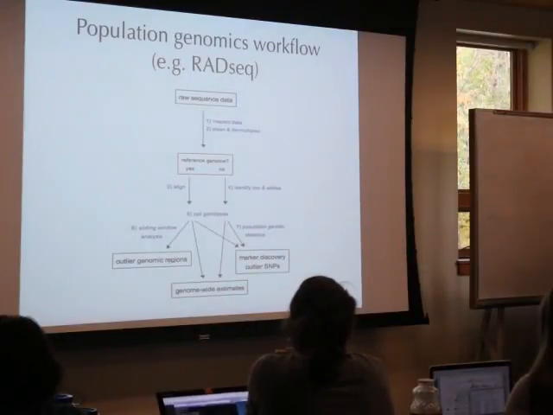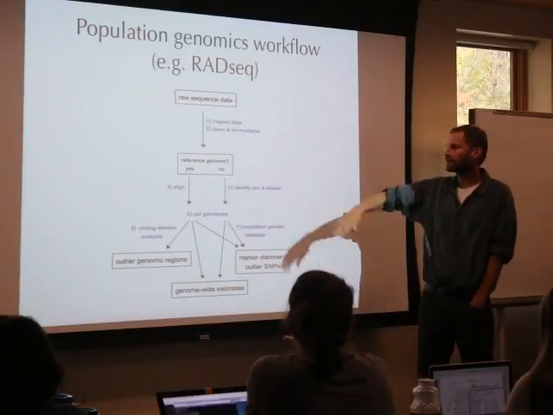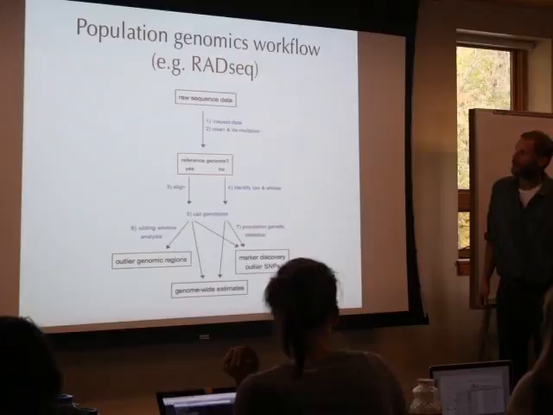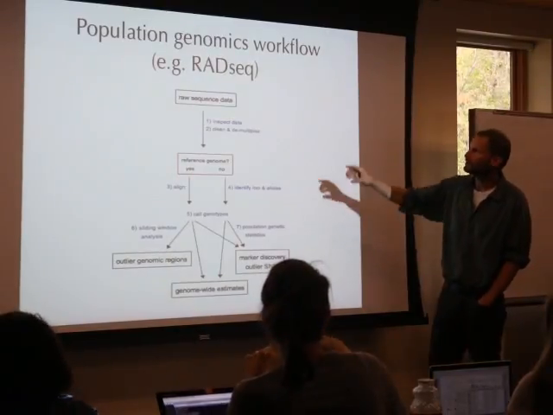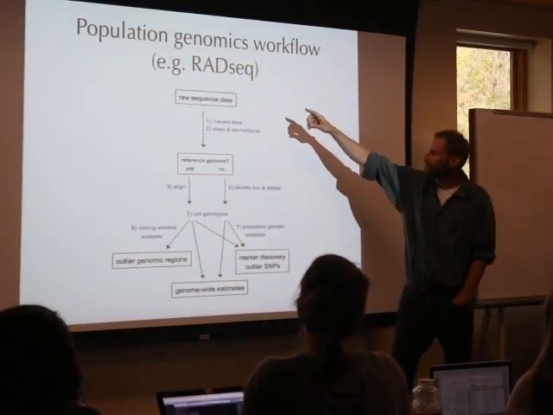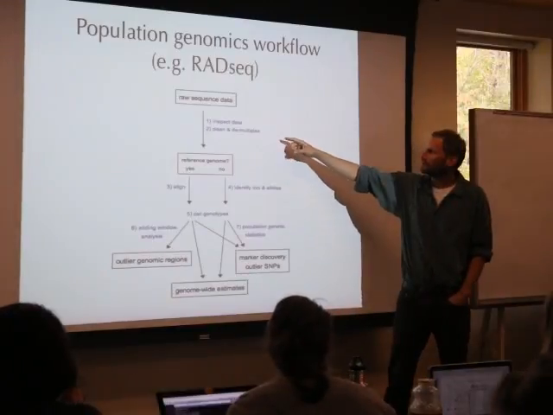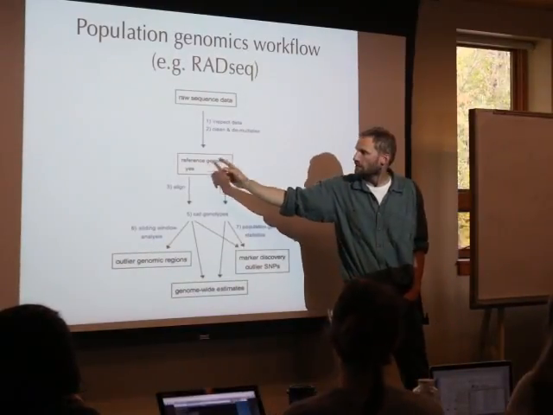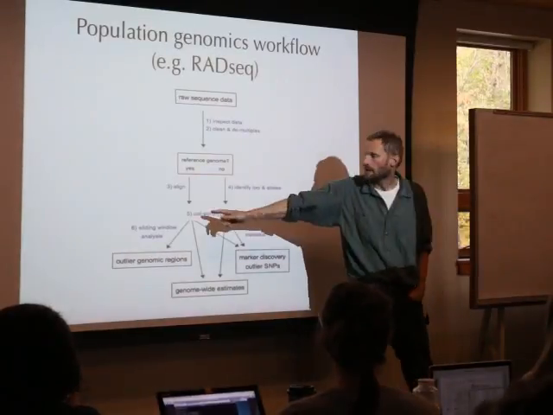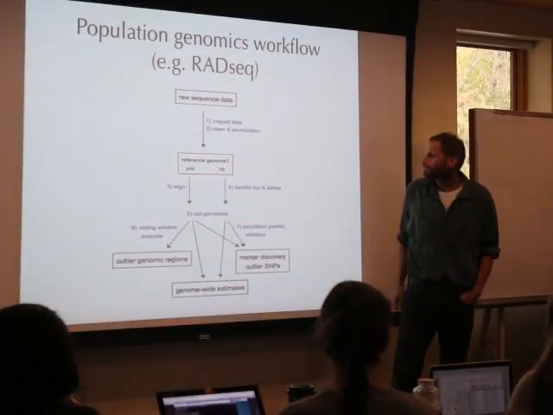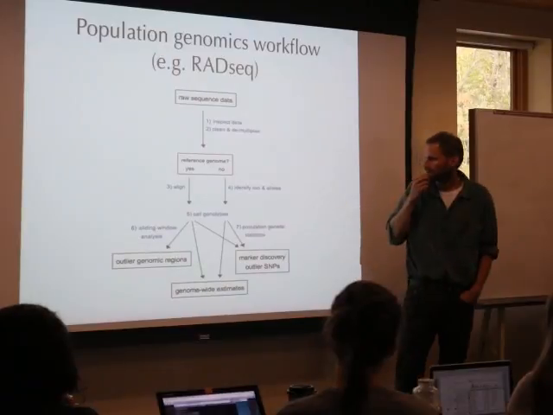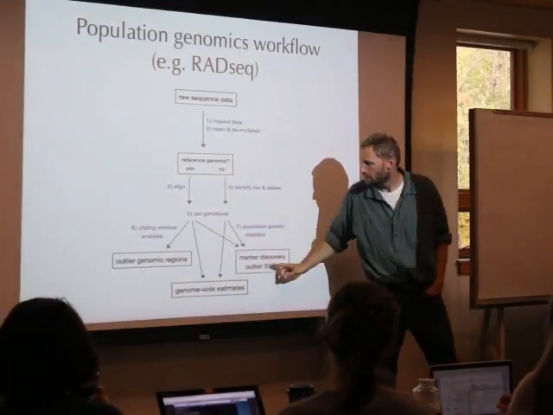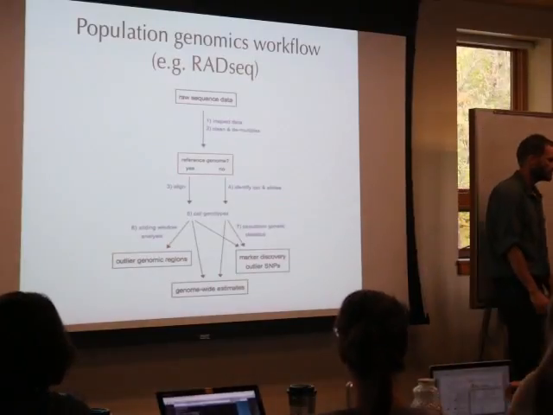Okay, so I just want to talk in general. Here's just a rough idea of the different things you could do with RAD data. For instance, you might start with raw sequence data. You go through a couple of steps to clean and demultiplex. Then, depending on whether you have a reference genome or not, you might align your reads at that point, or you might just identify loci de novo. You can call genotypes and then do whatever it is that you want to do down at the bottom.